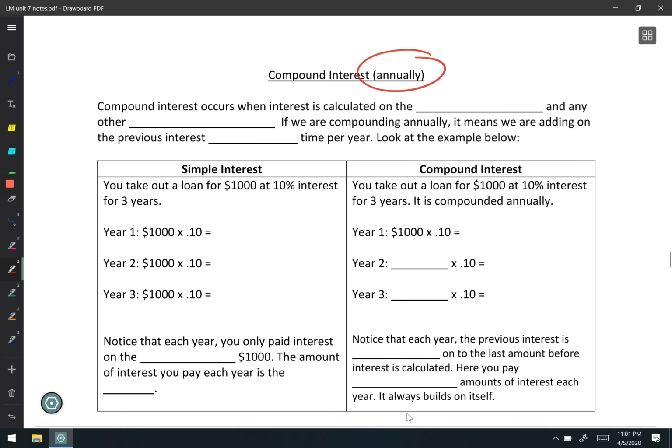Compound interest occurs when the interest is calculated on the original amount and any other previous interest. By now, you've seen a couple compounding interest videos, the penny one example, and I believe there was another video in there where the snowballing effect. Both of those are examples of compound interest in action. If we are compounding annually, it means we are adding the previous interest one time per year. Let's look at some of the examples below.